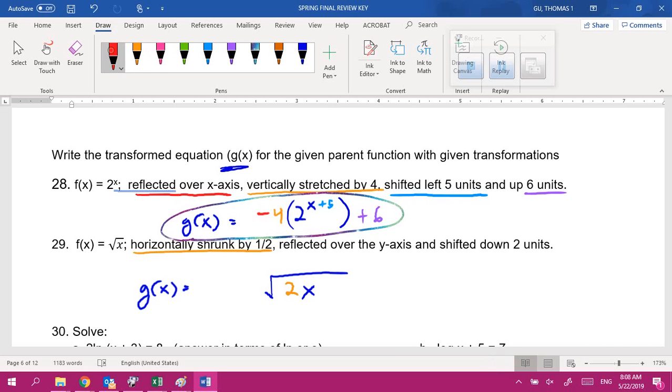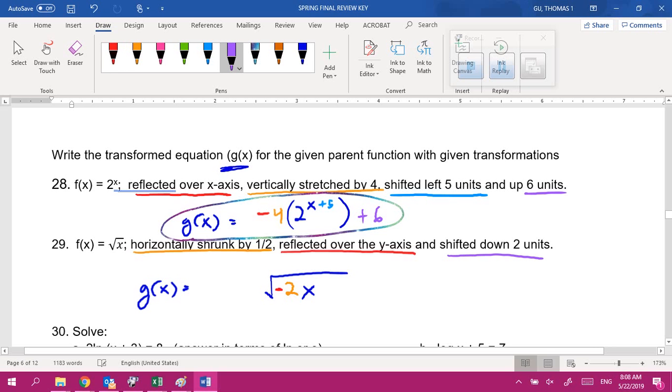And then it says reflected over the y-axis. How am I going to show that? Negative in front of the 2 under the square root, right. If the negative sign was outside of the square root, it would be reflect over the x-axis, yeah. And lastly, shifted down 2 units.